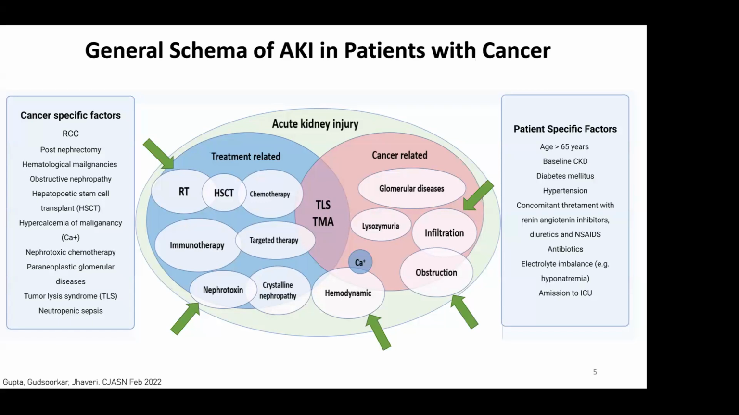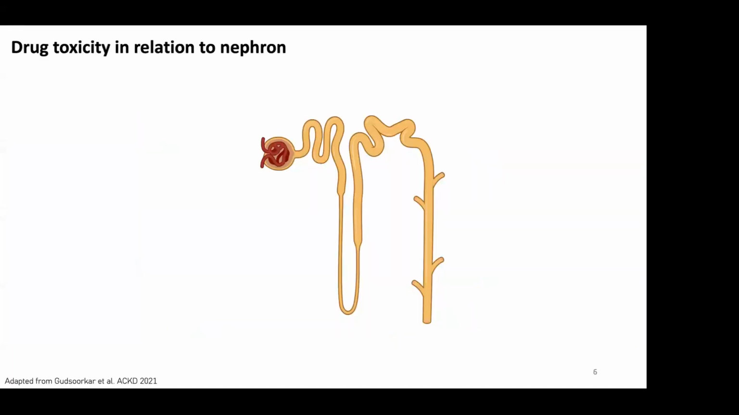Infiltrative kidney diseases like myelomas or acute myeloid leukemias or lymphomas infiltrating into the kidney, causing acute kidney injury. But when we talk about the drug toxicity in relation to the nephron, it's always good to identify those specific drugs which act on the specific parts.